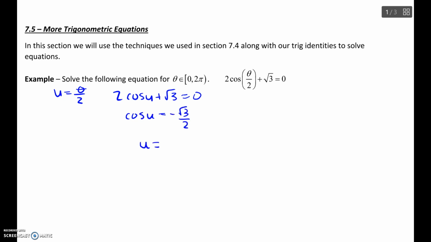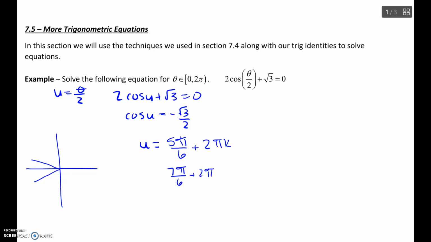So u equals, where's your cosine negative root 3 over 2? We're going to come over here and draw a triangle, and cosine is negative in the second and third quadrants, so it's right here and right here. That's where your x is negative root 3 over 2. So we get 5 pi over 6 plus 2 pi k. Again, we need to write the 2 pi k to see if we can do more than just the angle that we have inside our domain. And then you have 7 pi over 6 plus 2 pi k.